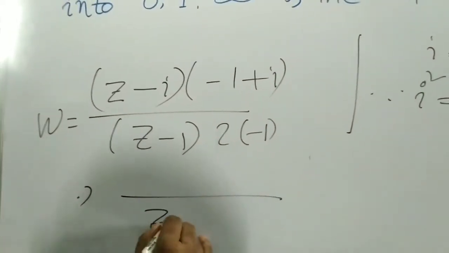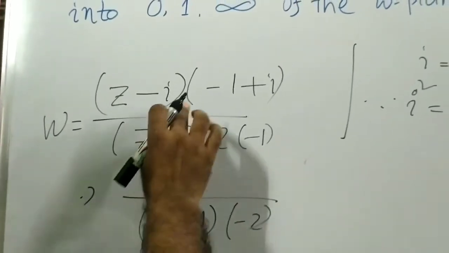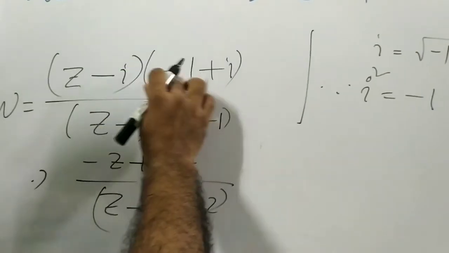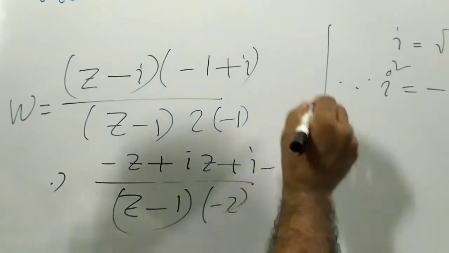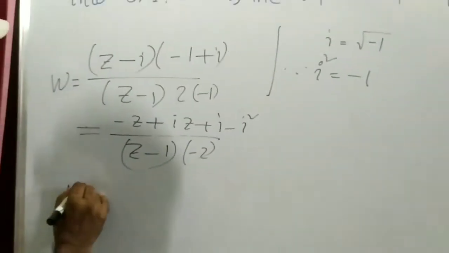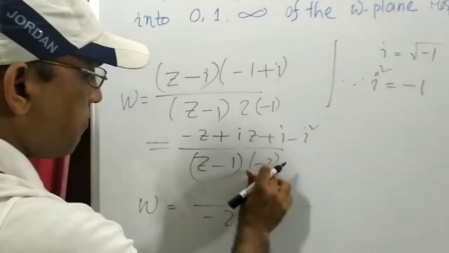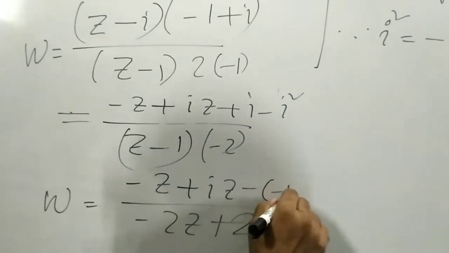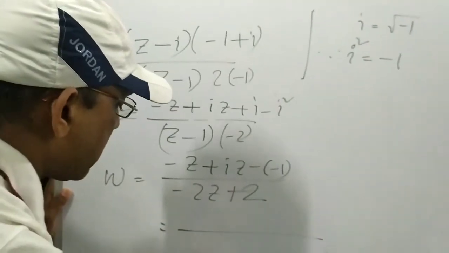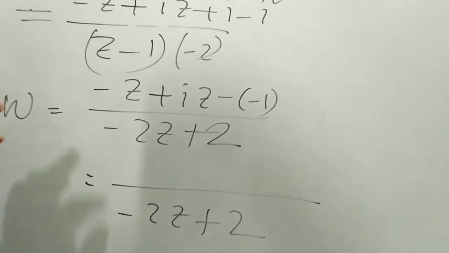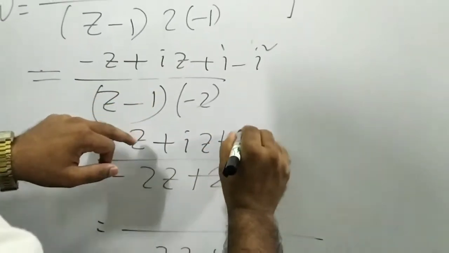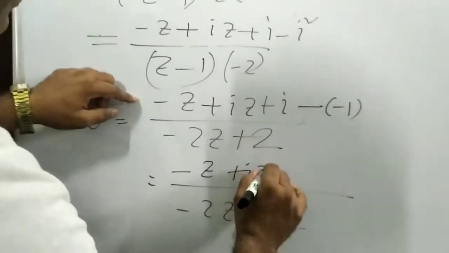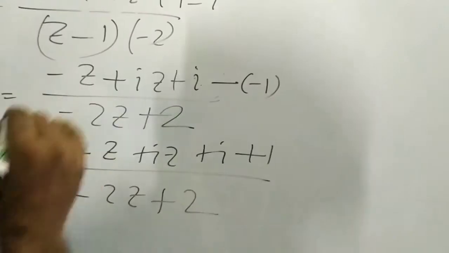So the denominator is (Z minus 1) times minus 2, which gives minus 2Z plus 2. Multiplying the numerator, we get minus Z plus iZ, and with i square as minus 1, the remaining terms are i plus 1. So the numerator is minus Z plus iZ plus i plus 1.